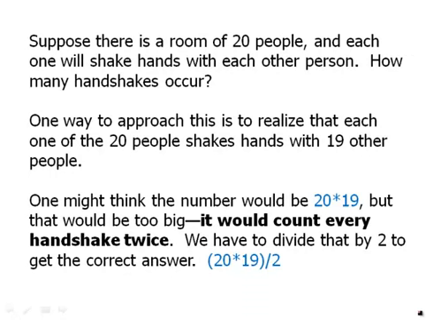So, for example, person A shakes hands with 19 other people. Person B shakes hands with 19 other people. One of the handshakes of A is with B, and for person B, one of the people they shake hands with is A. So the handshake of A and B gets counted twice, once as one of A's handshakes and once as one of B's handshakes. So if everything is counted twice, we have to divide by 2. And of course, 20 divided by 2 is 10, 10 times 19 is 190. So 190 handshakes would happen.